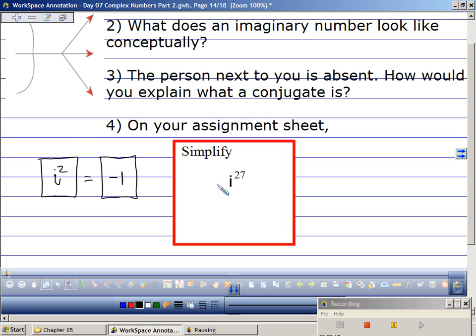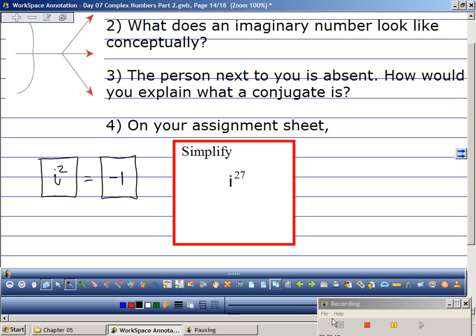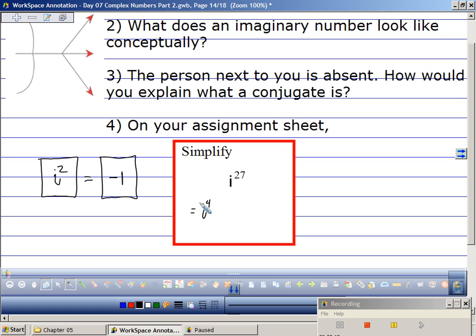Okay, so simplify this for me. So how many I to the 4th do I have in here? So I have I to the 4th 6 times. What's left over? I cubed. I to the 4th is 1. 1 6 times is still 1. What's I cubed? Negative I.